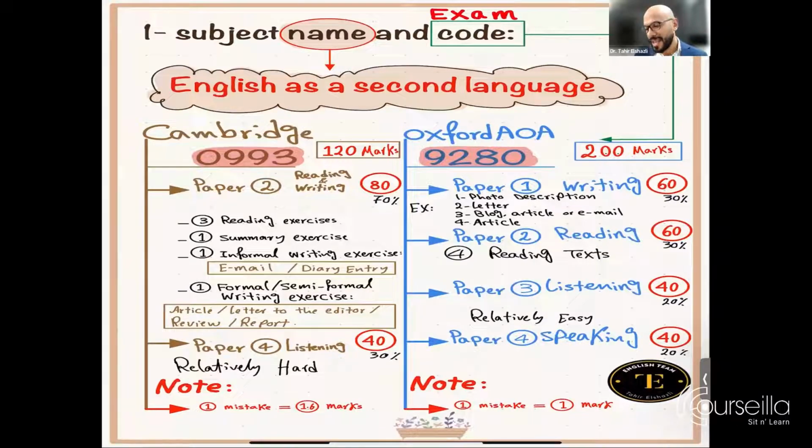تمام؟ طيب زي ما انت شايف هنا دي comparison سريعه جدا. I need you to take a very quick screenshot. Cambridge on the left side of the screen is out of 120 marks. The first paper اللي هي combined paper writing and reading دي 80 marks, 70%.